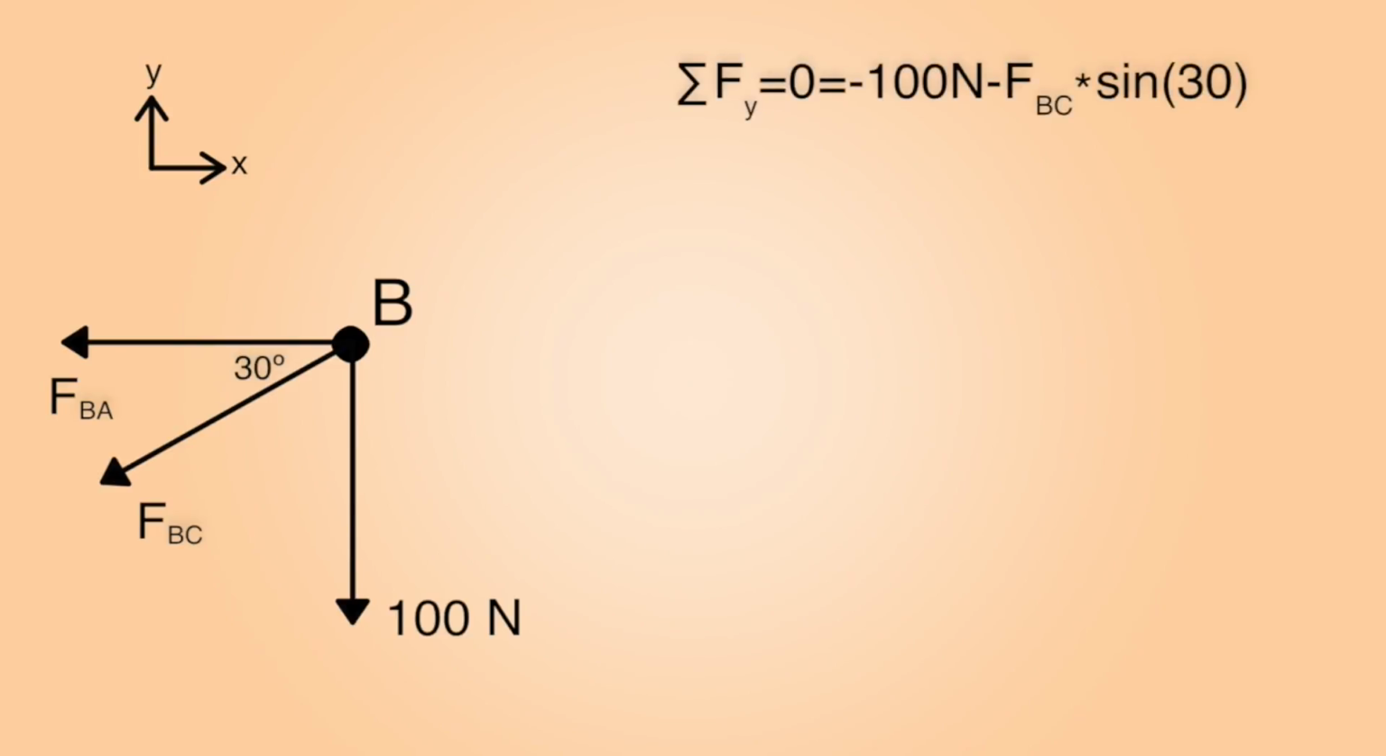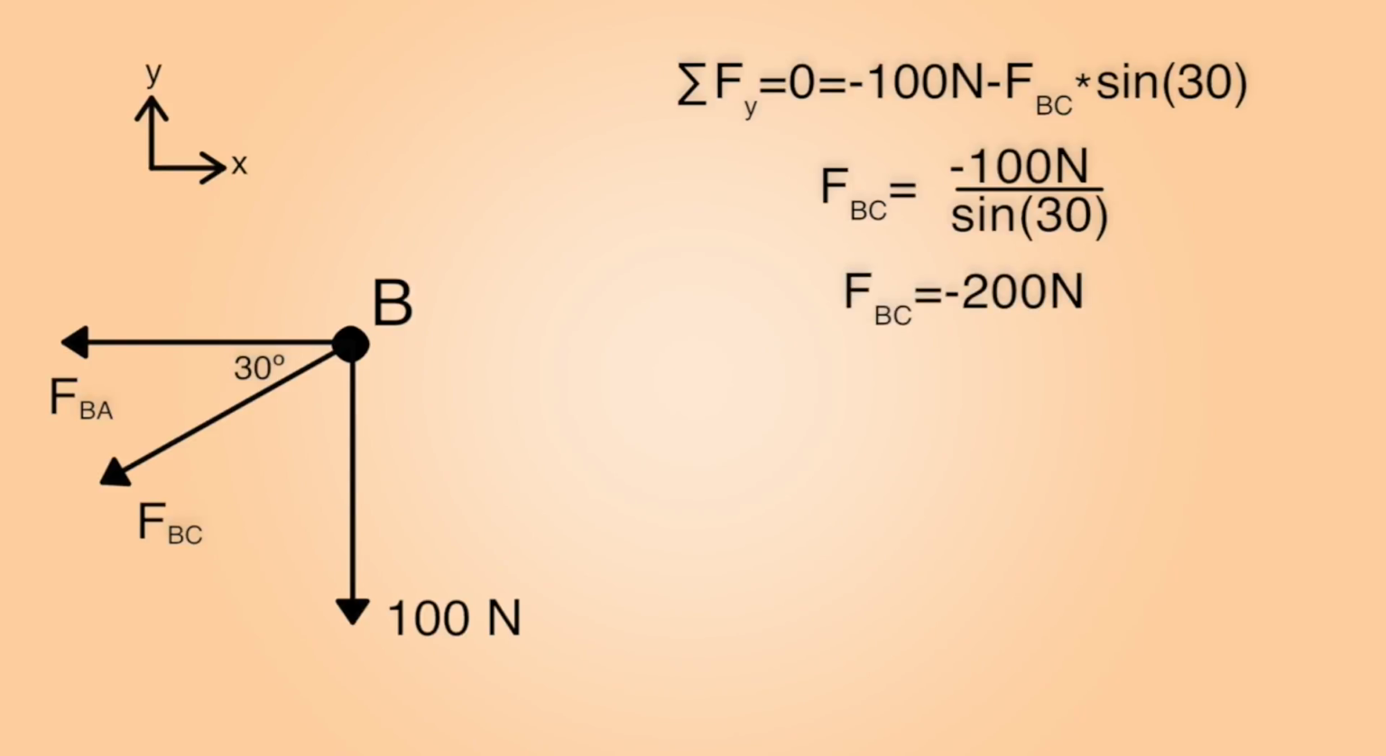It must, of course, equal zero. In this case, it's going to be the negative 100 newtons from the weight, plus, of course, as you can see, the y component of the unknown force BC. In this case, it's also in the negative direction, so the total equation is as shown. So now proceeding with the rather trivial algebra, we look at the summation of forces in the y equation, and we find that by rearranging the factors here, the force of BC would equal minus 100 divided by the sine of 30, which means it equals minus 200 newtons.